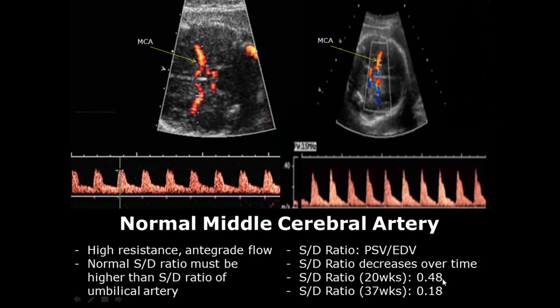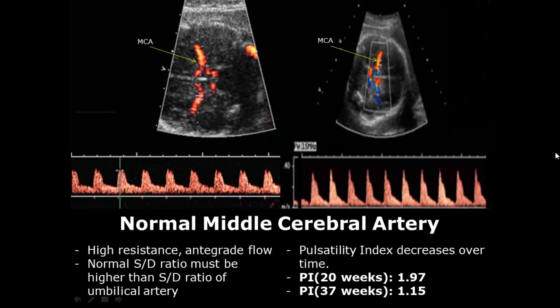These are approximate values, just some examples of S/D ratio values. At 20 weeks, it can be 0.48, and by 37 weeks, it has decreased to 0.18.